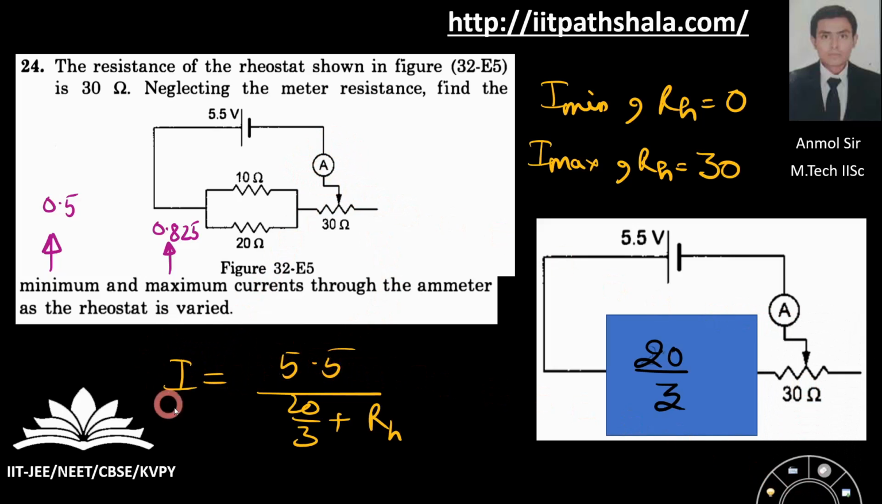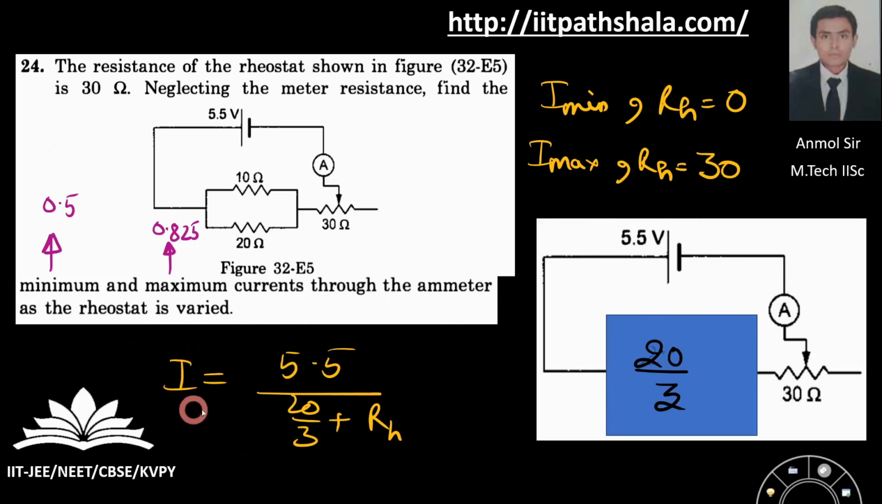Now from the usual method, I'll be finding out the current over here. First I will be solving this 10 ohm and 20 ohm resistance. It is coming 20 by 3 because both of them are in parallel. Now this 20 by 3 and the rheostat are in series with each other. So I can write the expression V equal to IR, where R is the equivalent of 20 by 3 plus 30 ohm, both in series, and V is given to me as 5.5. So I'll be landing up with this expression over here.